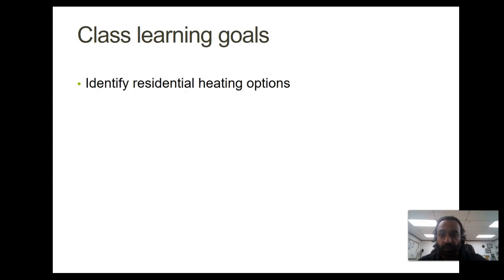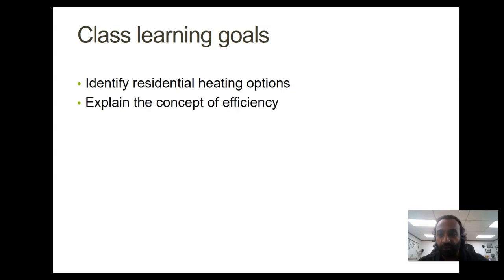Okay, so this class will learn about residential heating options. What options do we have? And again, I want you to remember that there is no one size that fits all. Every situation is different depending on the preference, what is available, the price of the fuel, and how much you need to heat the house. So there are a lot of options, and it's good to know what the alternatives are out there.